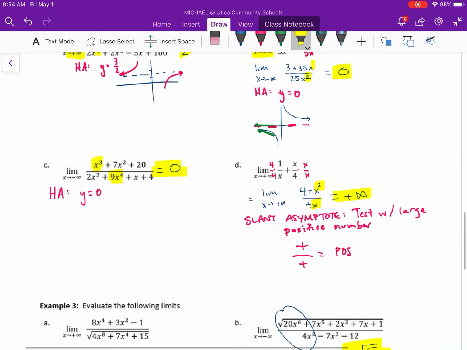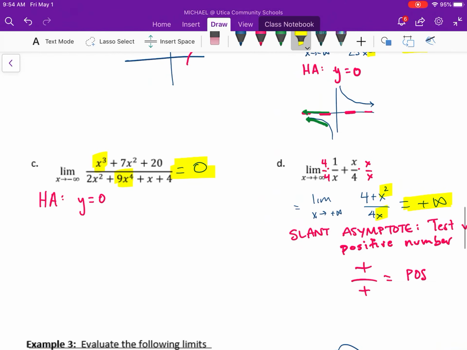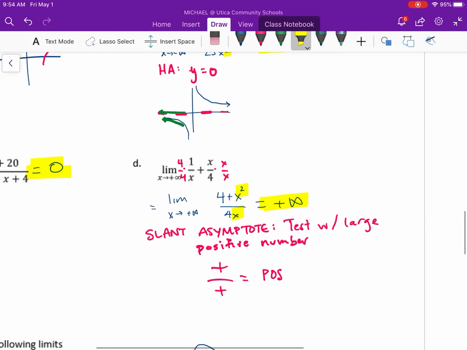All right, moving on. You can see in example C, they're trying to trick you here by putting them in different orders. The degree on top is a 3, the degree on bottom is a 4, so the degree on bottom is higher than in the numerator, so that makes the horizontal asymptote 0, which makes the limit 0 in both directions, but in this case they're looking at negative infinity.